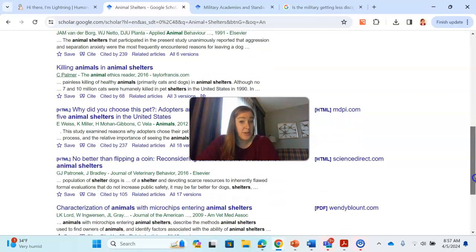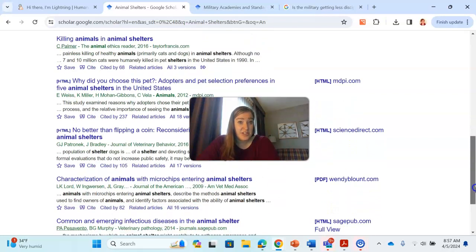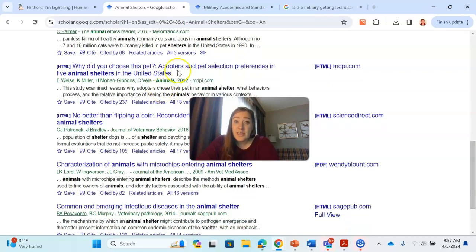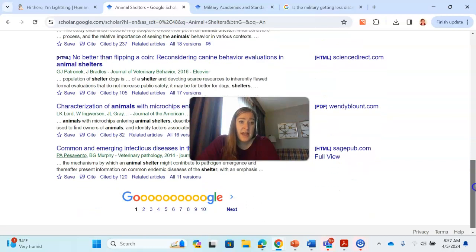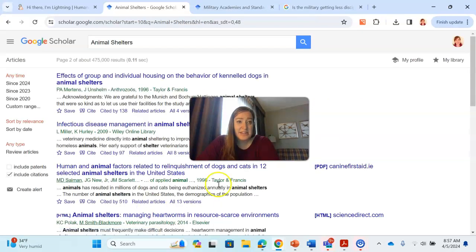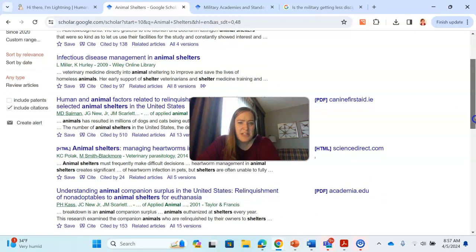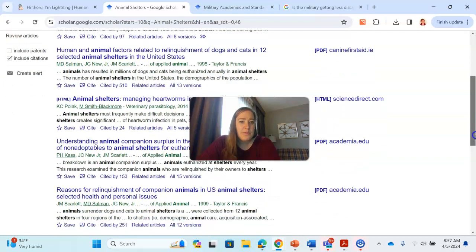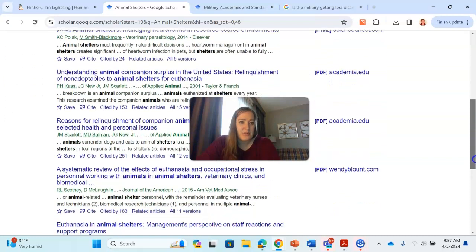There are articles about euthanasia of animals in shelters. There are articles about pet selection preferences in shelters. How do people choose what animal they want? There are articles about how dogs behave in animal shelters. Interesting. So one of the things that I'm going to ask you to do is set a timer for about 10 minutes and just look through these pages. Take in what people are talking about.